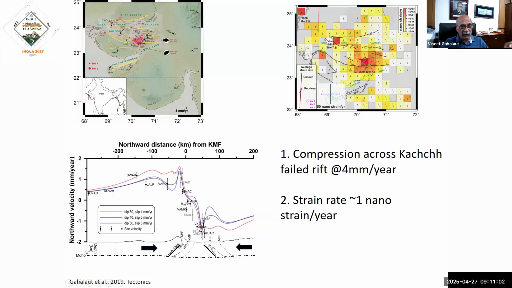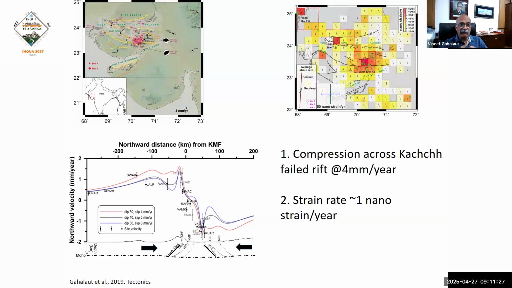And what it tells is that, look, there is a compression of the order of about 4 millimeters per year across this failed rift. To us, it was a surprise again that how come a plate interior region, though of paleo rift kind, is experiencing such a large deformation. 4 millimeters per year is a very, very large deformation.